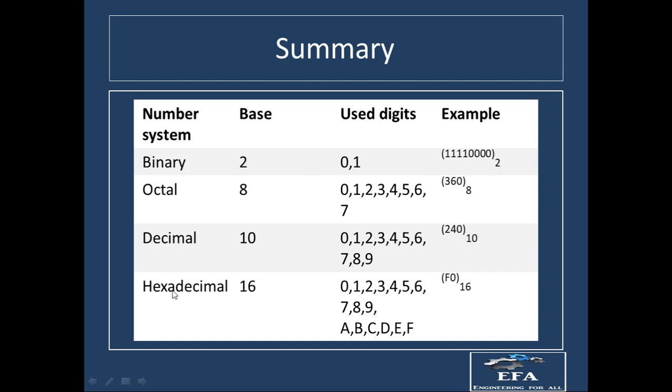Again, for hexadecimal numbers, we are having 16 as the base and the range is from 0 to 15, where 0 to 9 are represented by the numbers and 10 to 15 are represented by alphabetical letters. So this is one example of a hexadecimal number, where F0 with the base 16 is a hexadecimal number, where F represents 15.